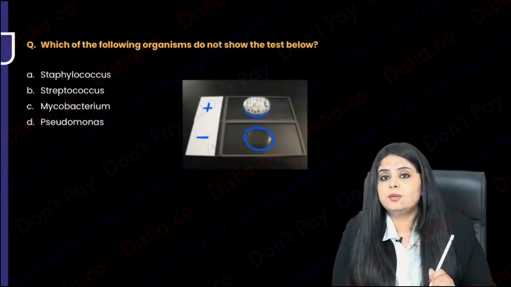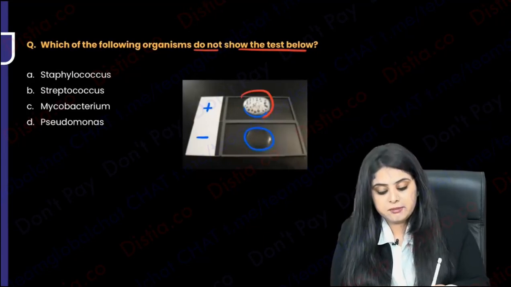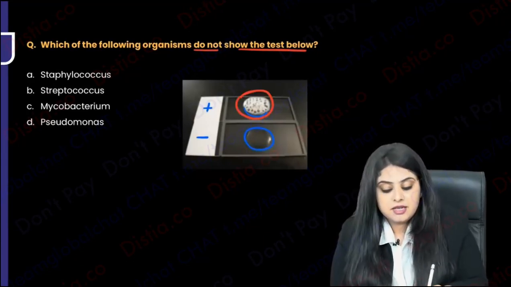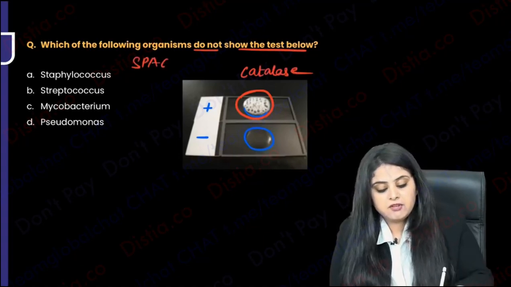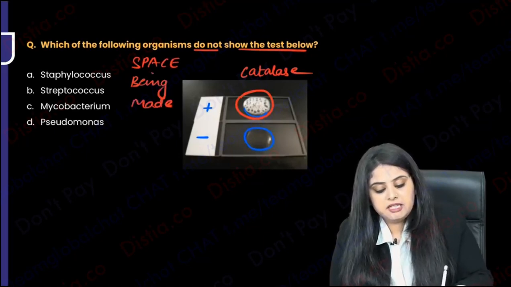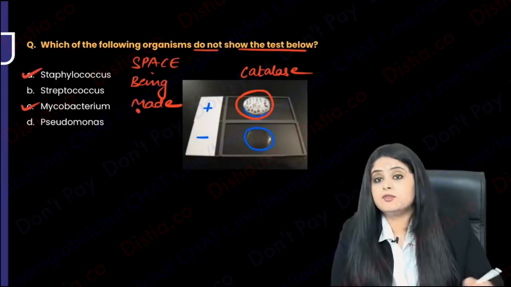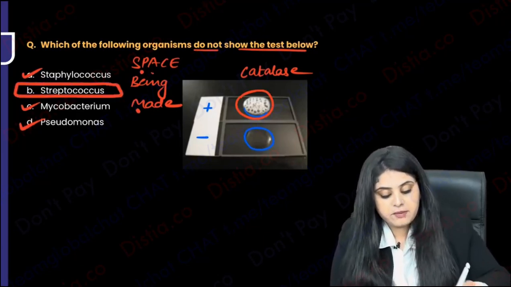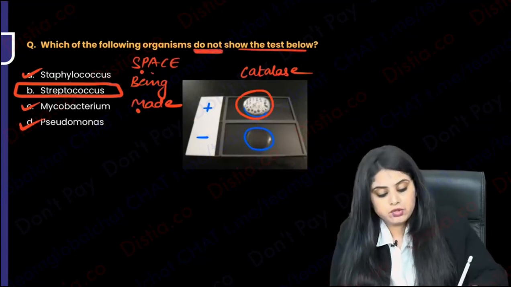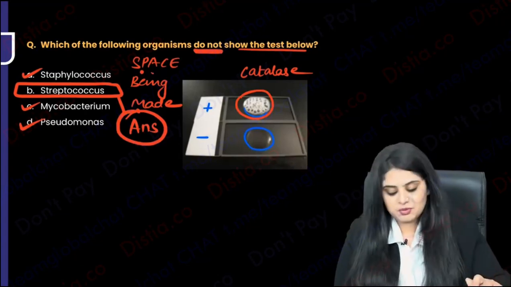Coming to the next. Which of the following organisms does not show the test below? Which test is this? Bubbly, ma'am. This is the bubbly cat test. Bubbly cat test means it is catalase, and for catalase we had a mnemonic: space being made. In space being made, Staphylococcus was there. M for Mycobacterium was there. P for Pseudomonas was also there. What was not there? Streptococcus. So the one that does not show catalase positivity, which is your next chapter, is Streptococcus.